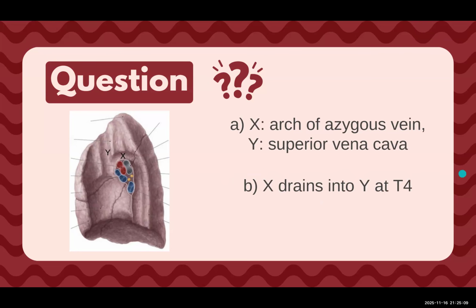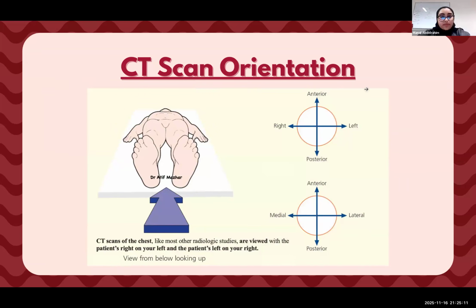Now, for cross sections, you need to understand the orientation before you can start identifying the structures. When you're looking at a CT scan cross section, imagine you're looking at a person who is lying down and you're facing their feet. Your right is their left, meaning right and left are inverted. At the very top is anterior, and at the very bottom is posterior. The very top is the front part of the patient, and the very bottom is the back of the patient.